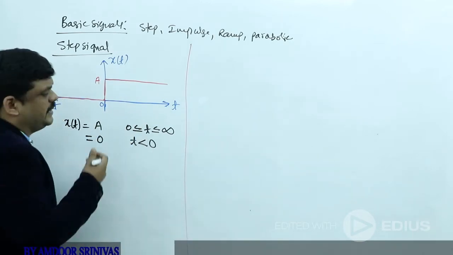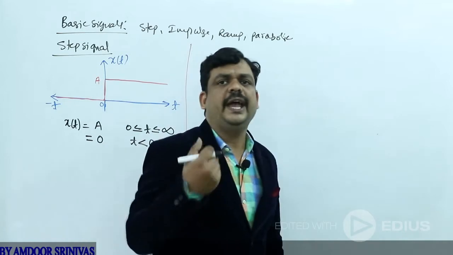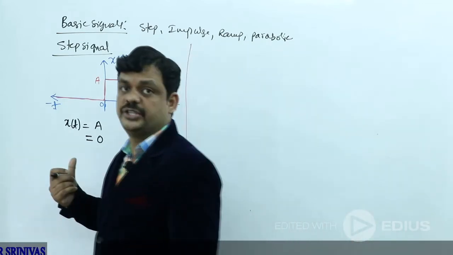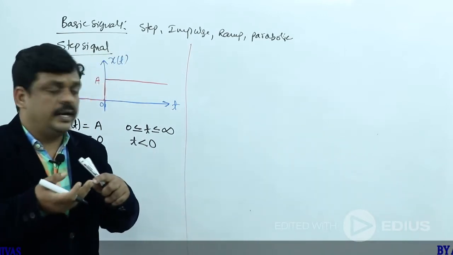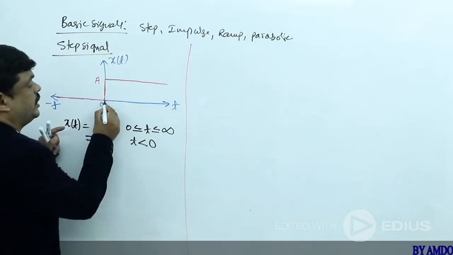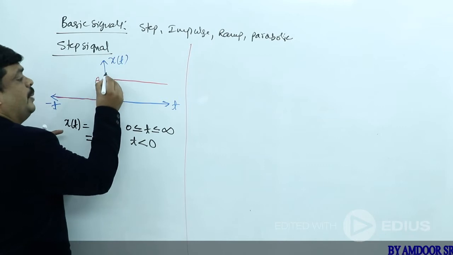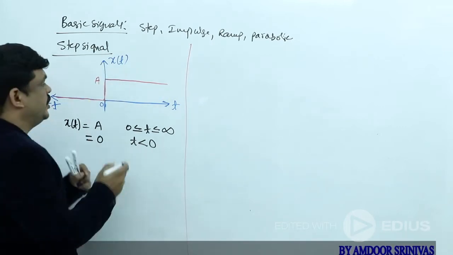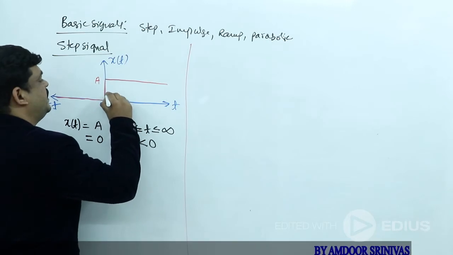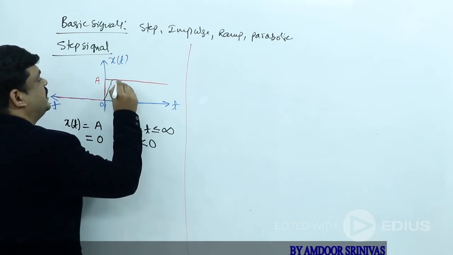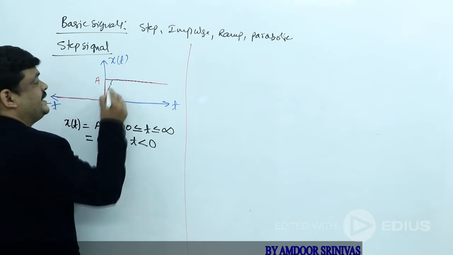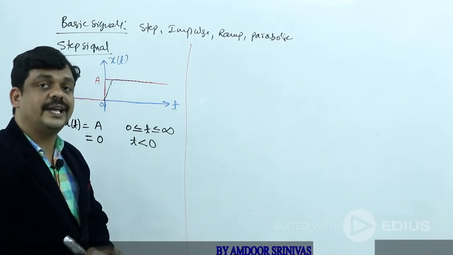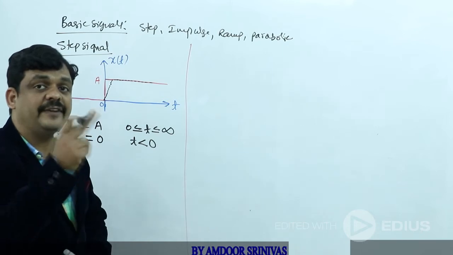But in practical cases, exactly at t equal to 0, amplitude A is not possible. That's why we have to take exactly at the origin, because exactly at time equal to 0, the amplitude changes from 0 up to A. So a sudden increment is not possible. In practical cases the function is defined like this: it takes some time to reach the amplitude A. That's why we always have to take the average value exactly at t equal to 0.